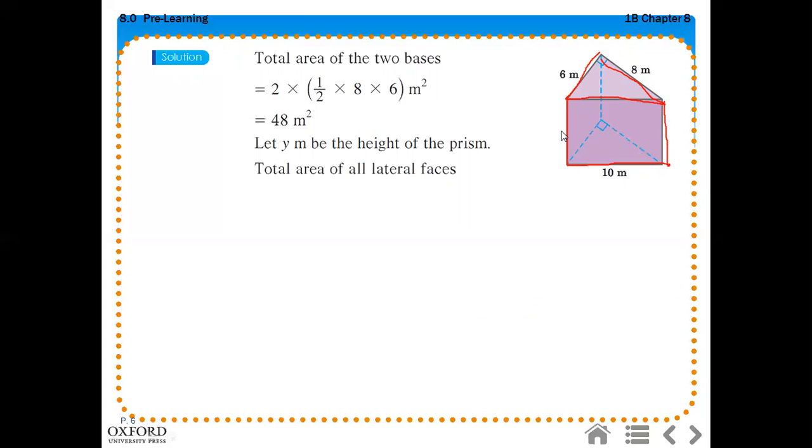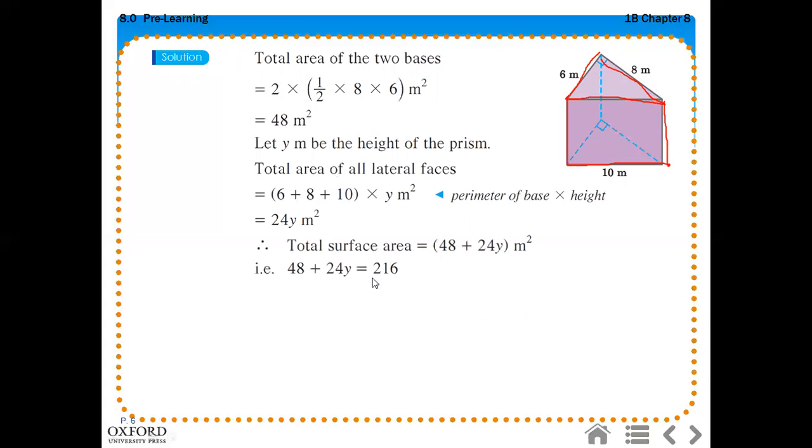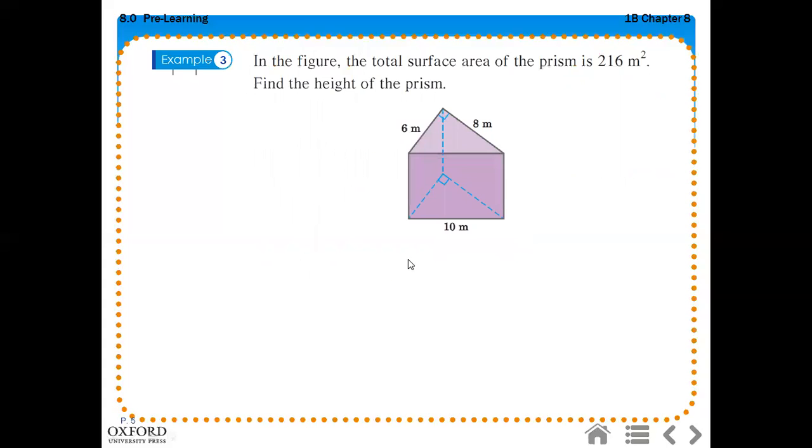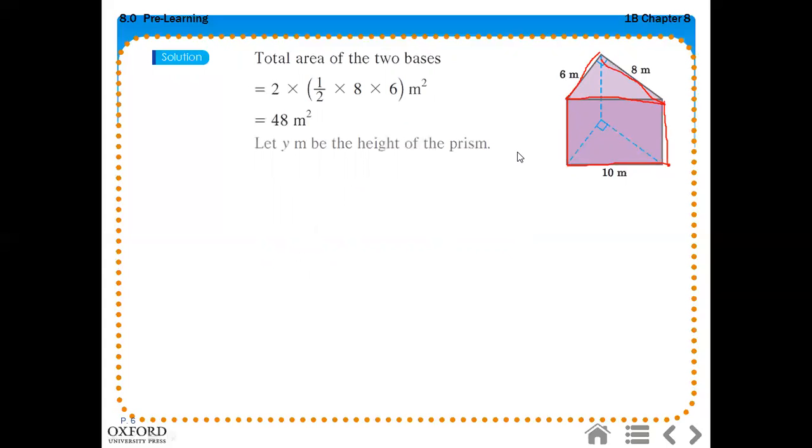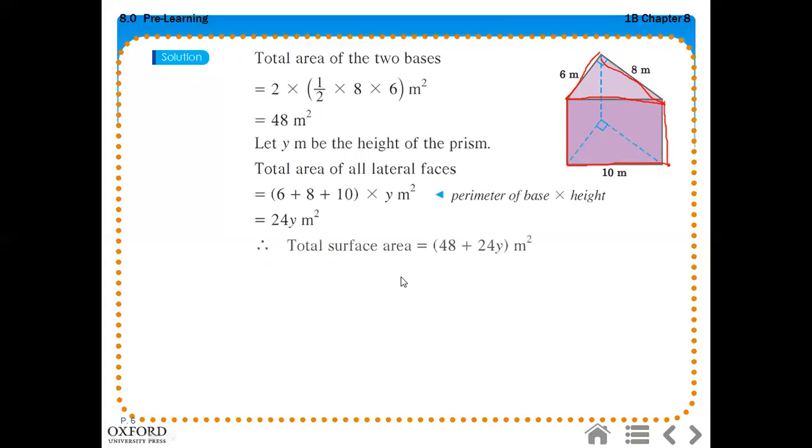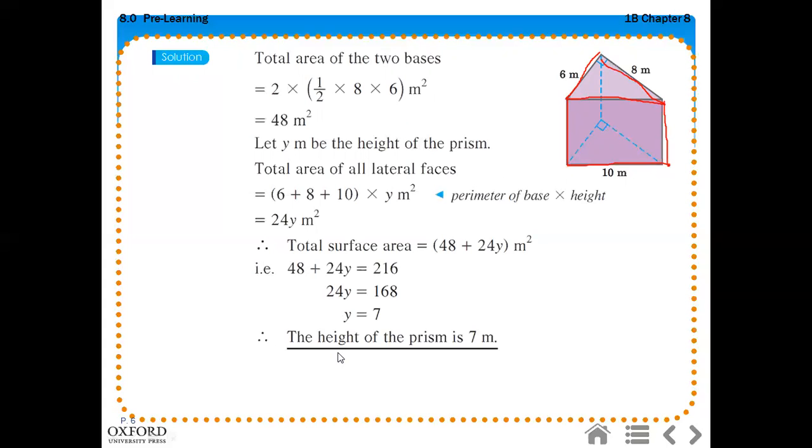And let the height be y here. So total area of these lateral faces is the sum of 6, 8, 10 times the height y. And the sum of these 2 is 216. That's told in the question. Total surface area, 216, okay? So therefore, you can set up an equation and solve for the unknown y. Hence, you find the answer, the height.